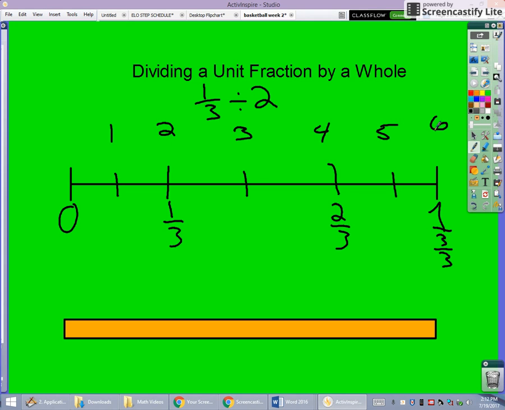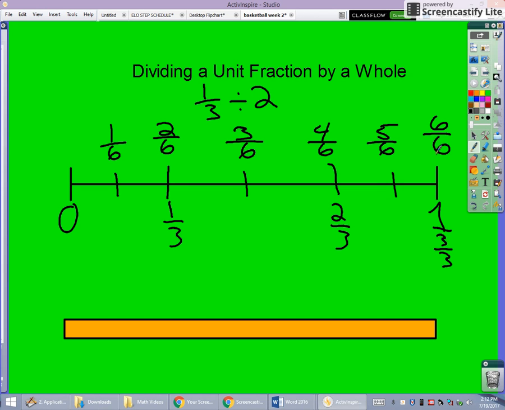If I have 6 partitions, then I know that my whole has been partitioned into 6. I can label them as 1/6, 2/6, 3/6, 4/6, 5/6, and 6/6.